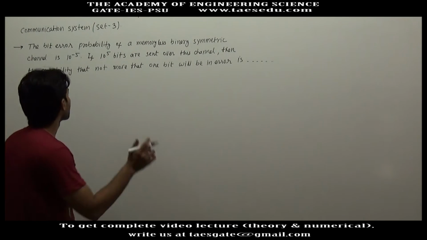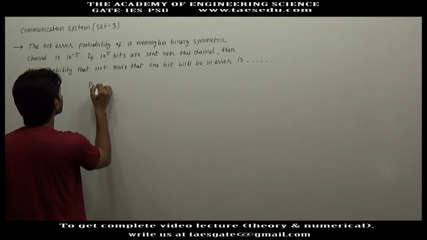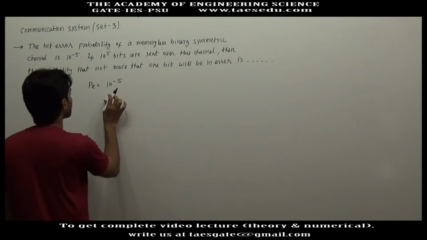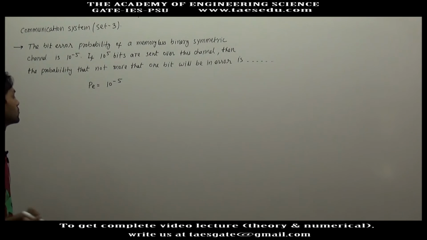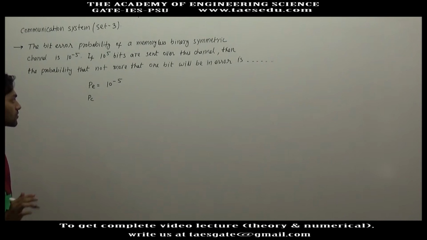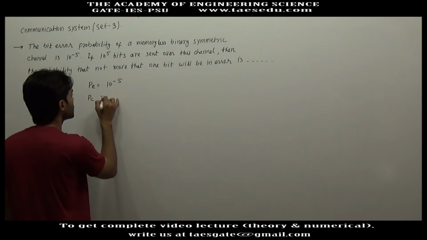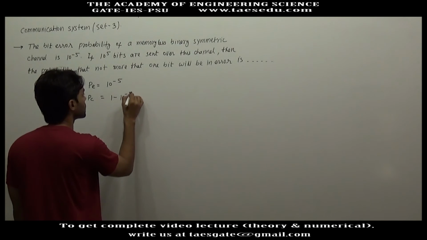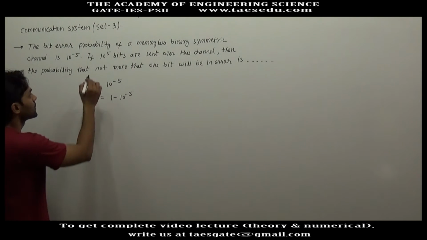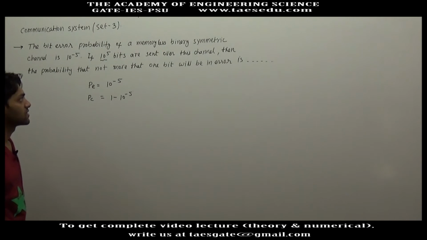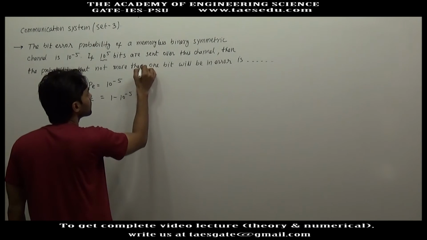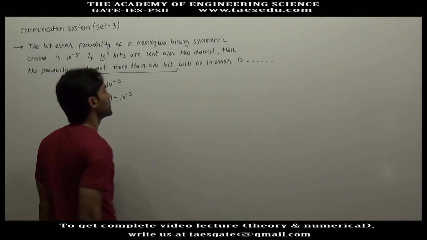In this question, the probability of bit error is given as 10 to power minus 5. So the probability of correct detection, let's say PC represents the probability of correct detection of a bit, will be 1 minus 10 to power minus 5. Now the question is: 10 to power 5 bits are sent over this channel, then the probability that not more than 1 bit will be in error.